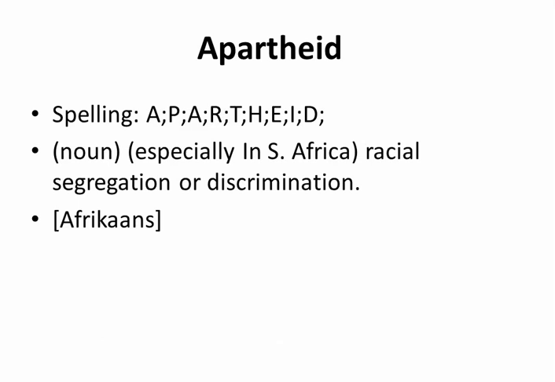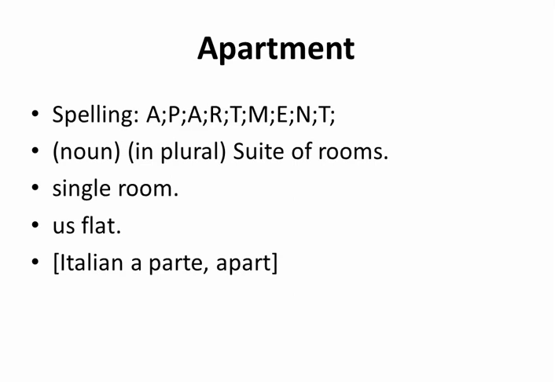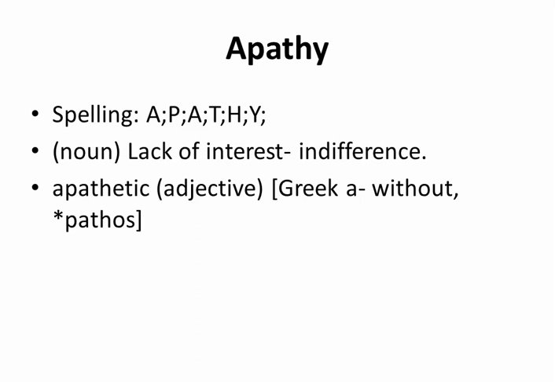Apartheid. Spelling, A-P-A-R-T-H-E-I-D. Noun, especially in South Africa, racial segregation or discrimination. Afrikaans. Apartment. Spelling, A-P-A-R-T-M-E-N-T. Noun, in plural, suite of rooms. Single room. US flat. Italian appartamento. Apathy. Spelling, A-P-A-T-H-Y. Noun, lack of interest, indifference. Apathetic, adjective. Greek a-, without, pathos.